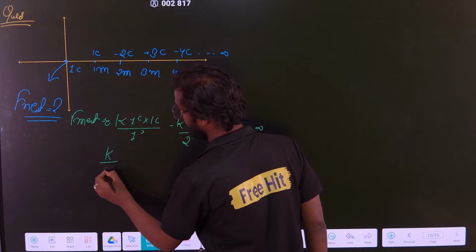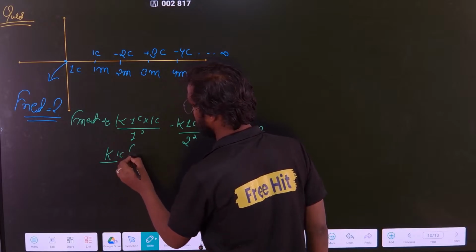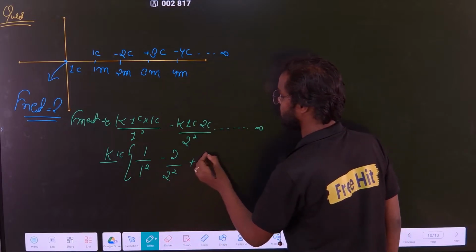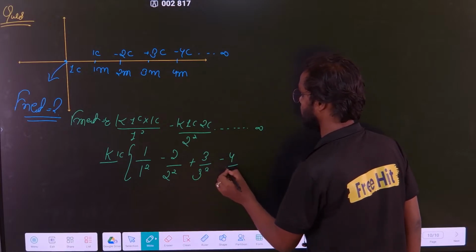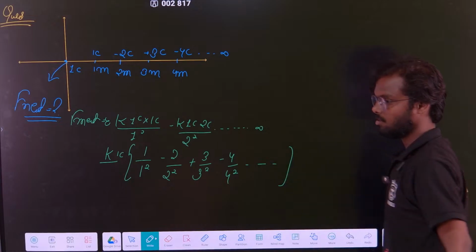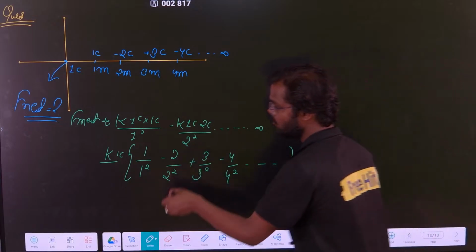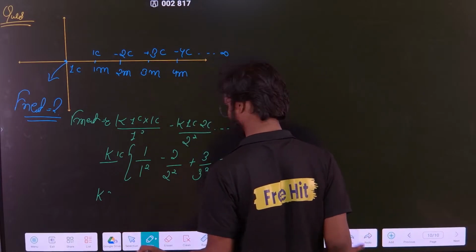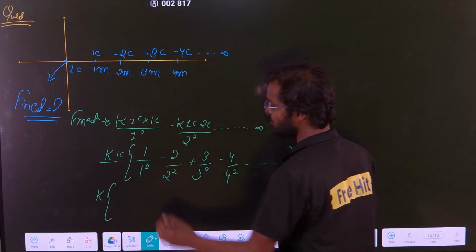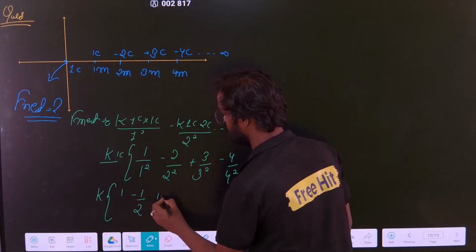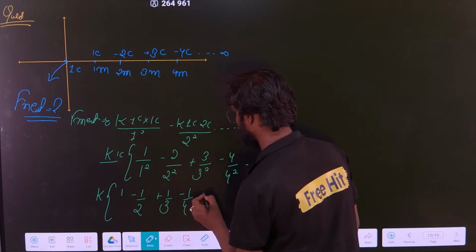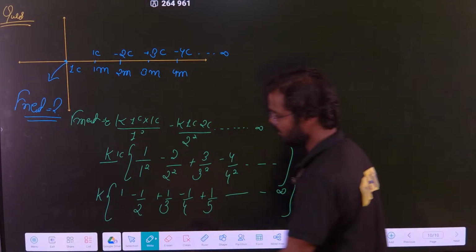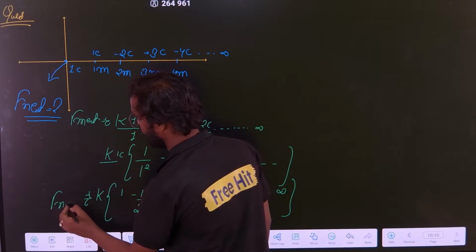Now what is common here? Common is K times 1 coulomb. What will be left? 1 upon 1 square minus 2 upon 2 square plus 3 upon 3 square minus 4 upon 4 square, and so on. So finally you will get K into 1 coulomb times 1 minus 1 by 2 plus 1 by 3 minus 1 by 4 plus 1 by 5, and so on up to infinity. This is my F net.